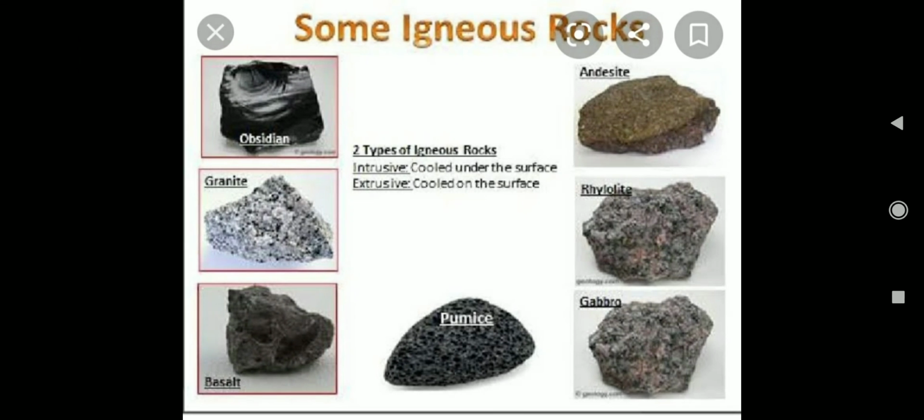Again, we have some igneous rocks. Now, igneous rocks are also classified into two types on the basis of their origin. They are extrusive igneous rocks and intrusive igneous rocks.